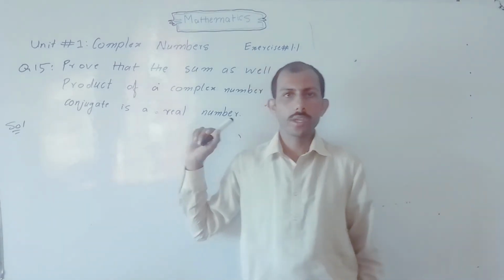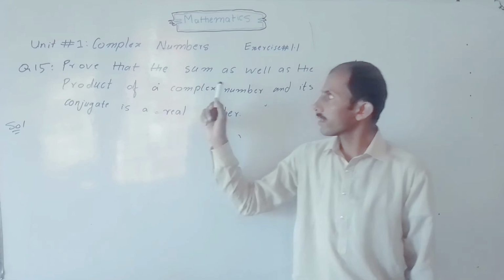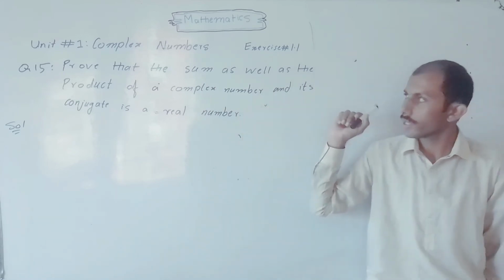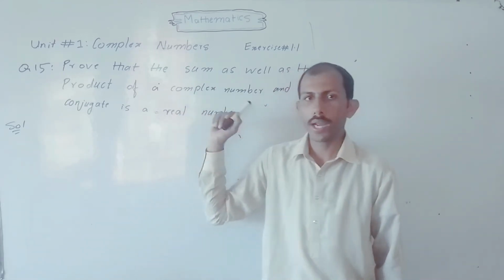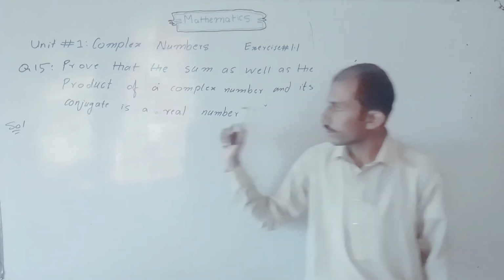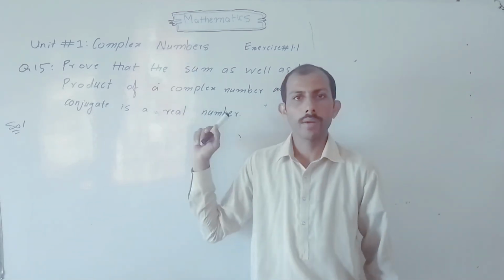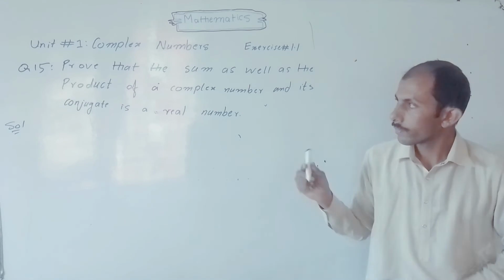Dear student, next question number 15. Prove that the sum as well as the product of a complex number and its conjugate is a real number. So let's start.